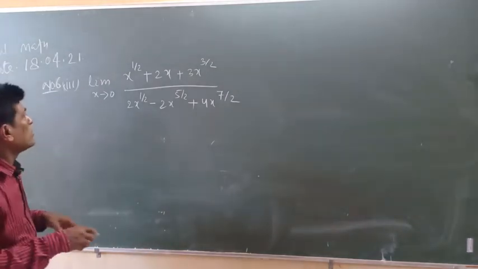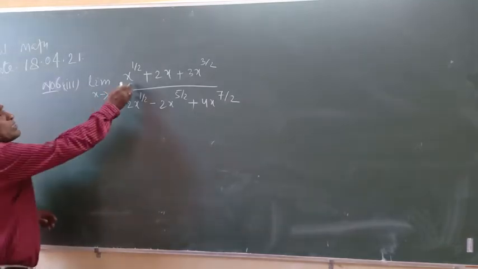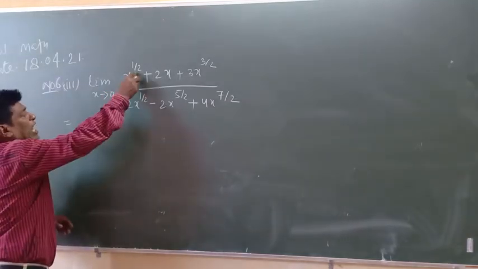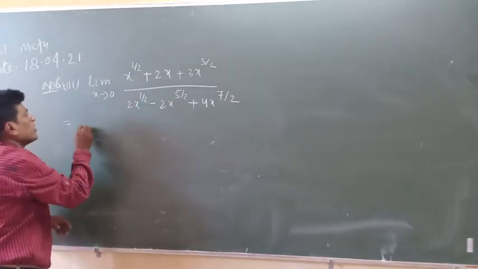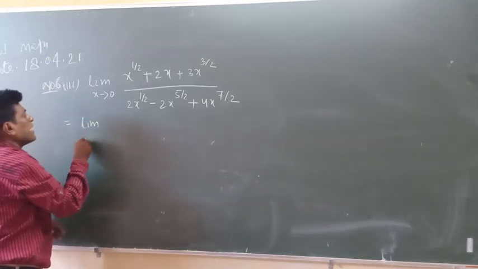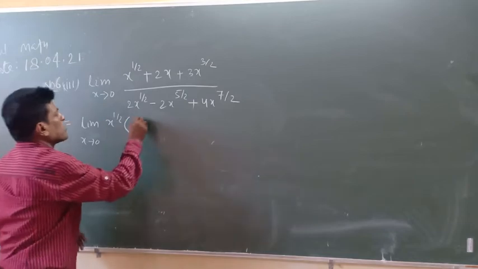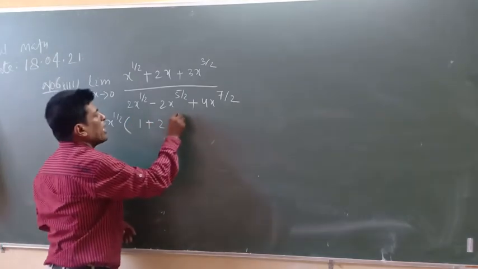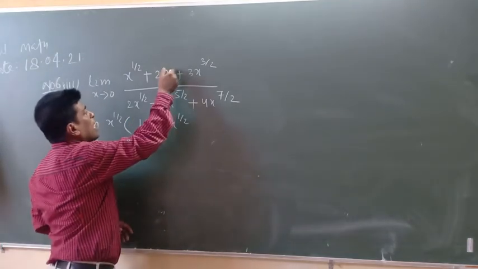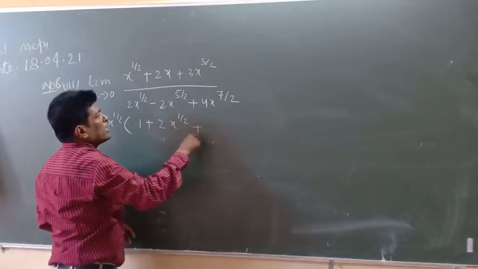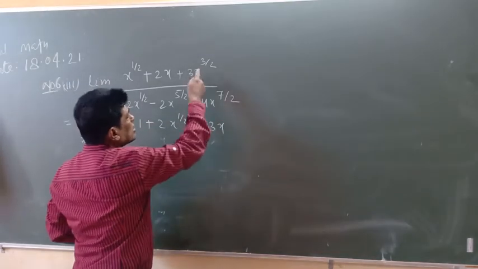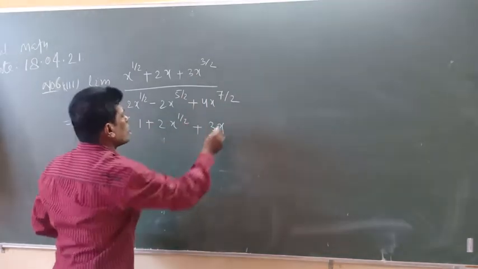Now, taking x to the half common on both sides, since x to the half is the lowest power in both numerator and denominator, as limit x tends to 0. Here it becomes 1, 2x to the power 1 minus half, and 3x, because 3 by 2 minus half, that is 2 by 2, is equal to x.